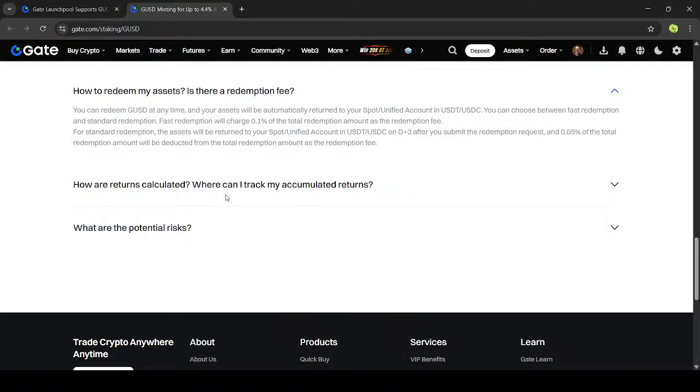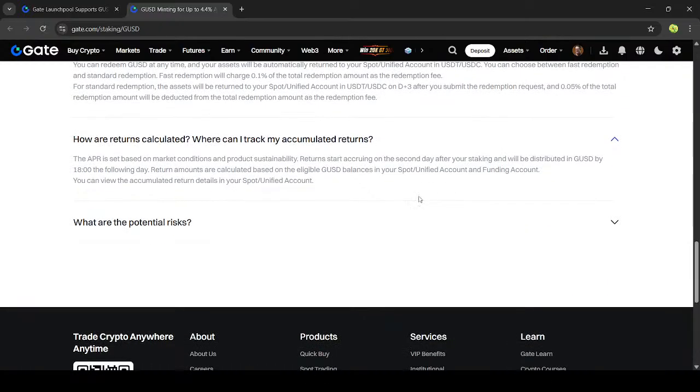So how are the returns calculated, and can I take the accumulated returns? The APR is set based on market conditions and the product's sustainability returns. Staking starts earning the second day after you stake, and the USD will be distributed the following day. The return amount is calculated based on the eligible USD balance in your spot unified account and funding account. You can view the accumulated return details and export them from the unified account.